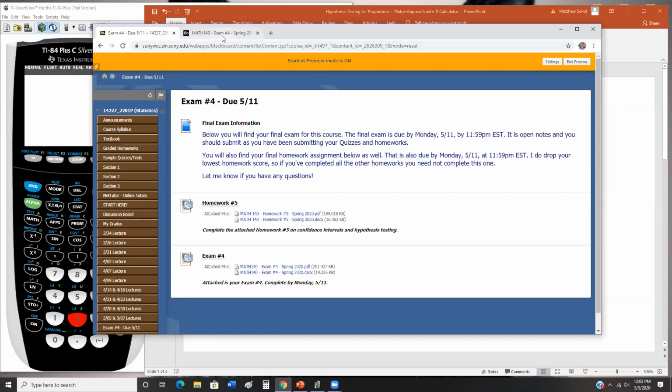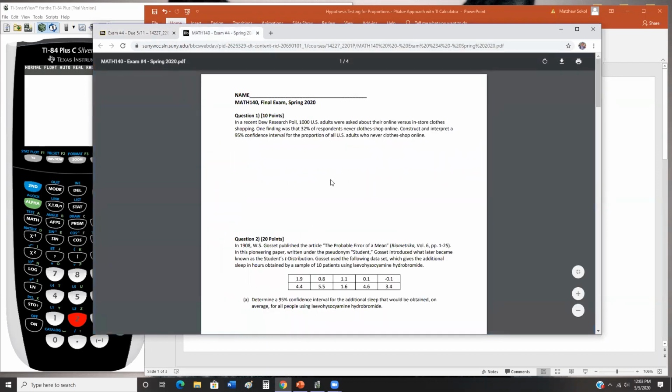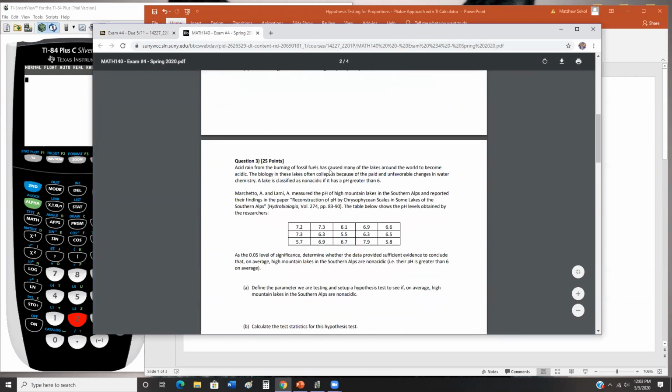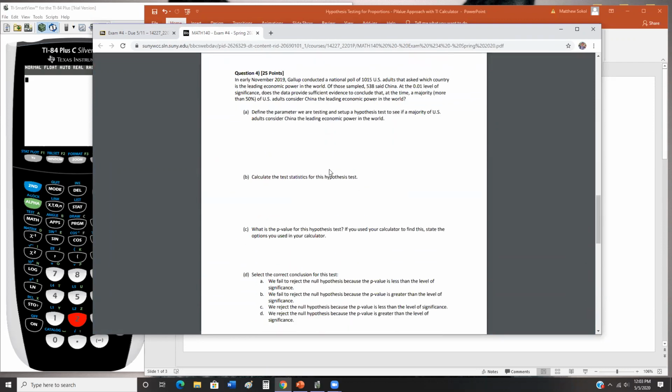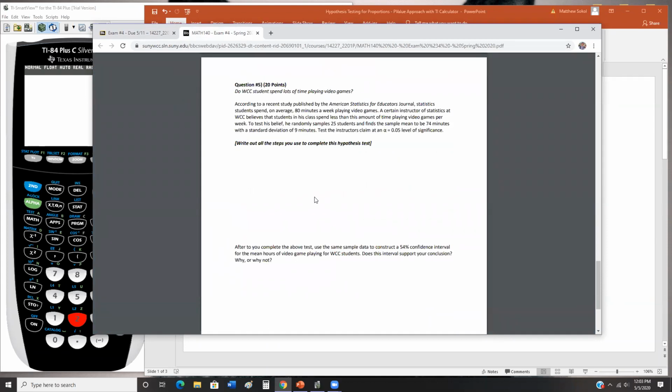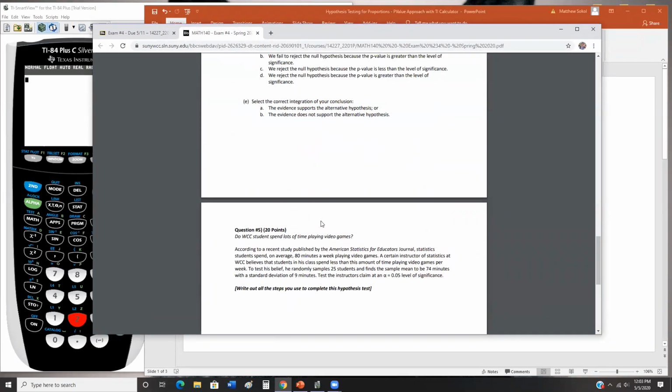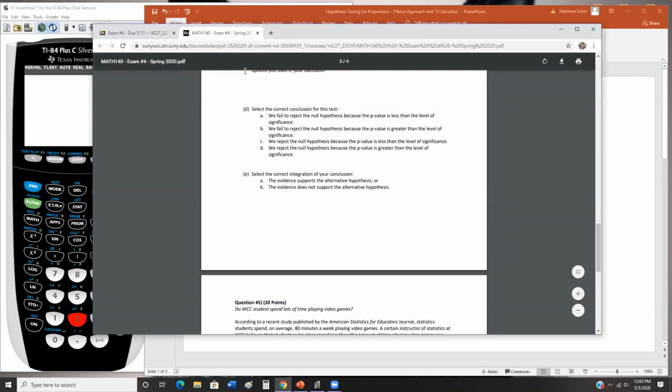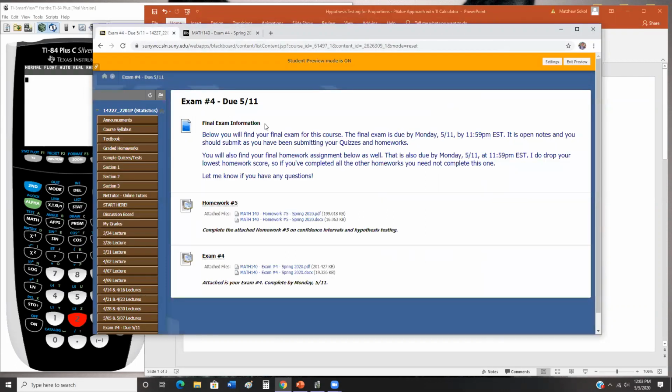All right, when you look at exam number 4, all it is is confidence intervals and hypothesis testing. So it looks like it's 5 questions. A little bit of a typo on that one. Ooh, I have to fix. But otherwise, it's pretty straightforward. Okay. All right. Any questions about that before I get started?